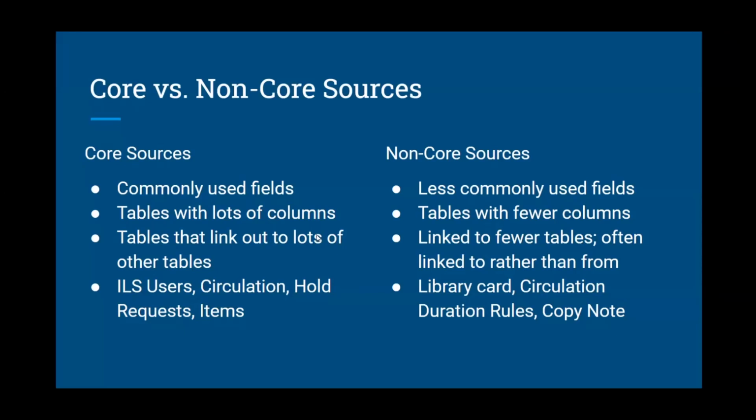So it's better to start from ILS user, which happens to link out to this one table as well as several others, versus starting out at the library card table and then having to link back to ILS user multiple times in order to get the data that you need. Basically, core sources are really large tables. They have lots of columns, they hold lots of data, and some of those columns link out to other tables that expand upon the data that's held in that column. So some really commonly used examples of these are ILS users, as well as circulation, hold requests, and items.